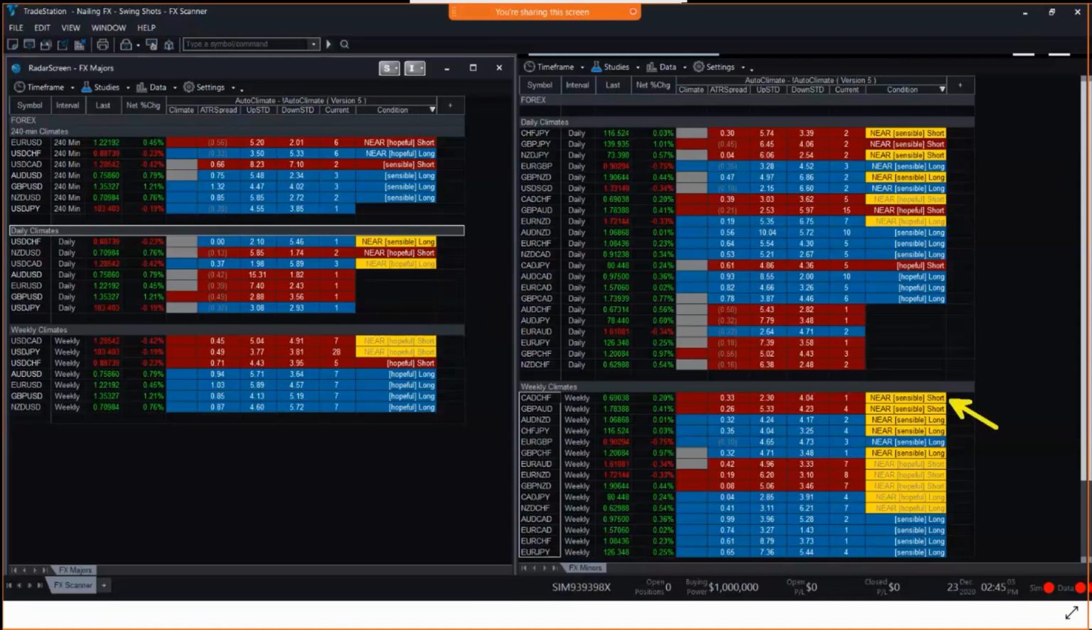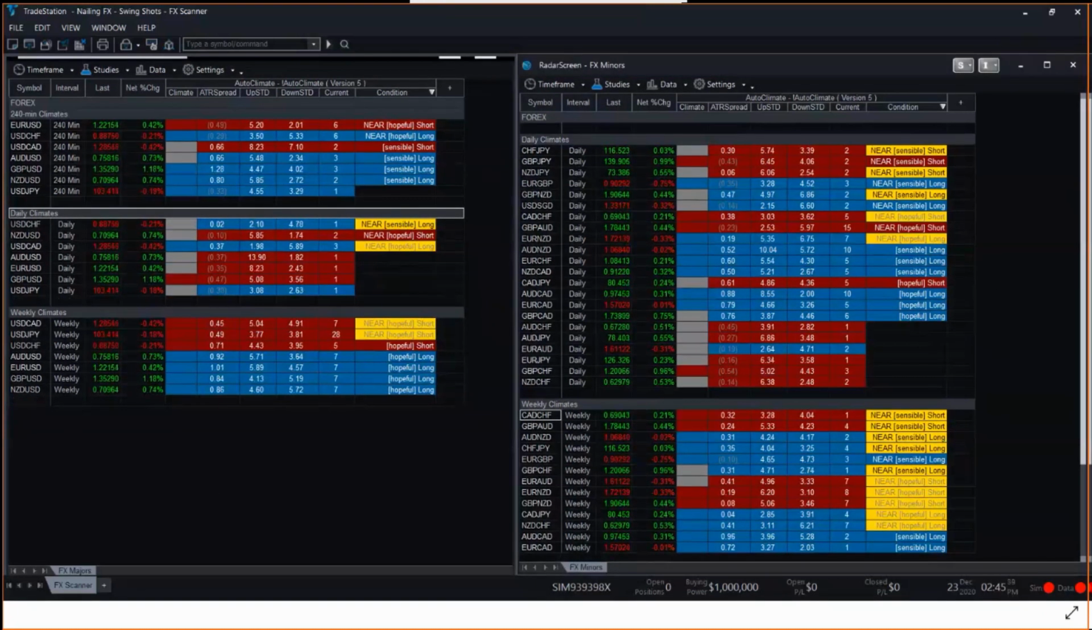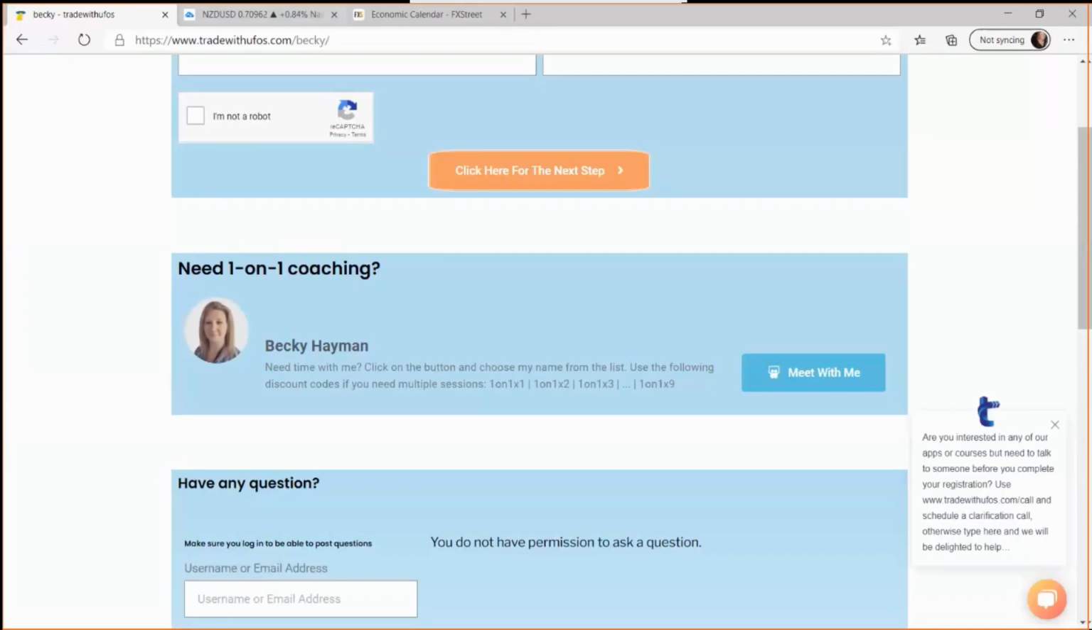So we've got this one on a weekly time frame. We've got near sensible short. So this will be moving into sort of position trading. Let's take a look at that. So I'm just going to go to the TradingView charts here.